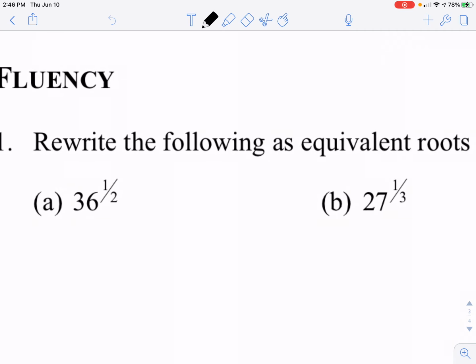A, anything that's raised to the 1/2 power is a square root. Square root of 36, of course, would be 6.